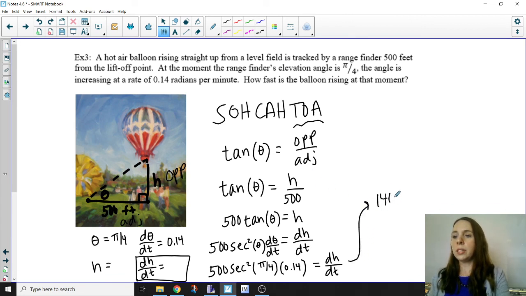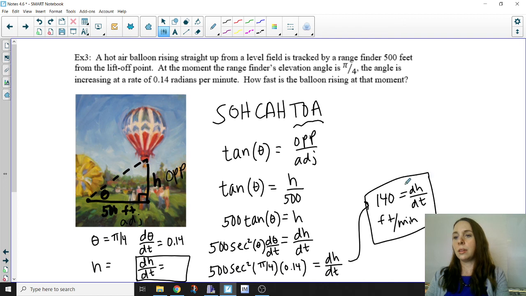What are the units? It's the rate at which the height is changing. Okay, so this was given in 500 feet. So this is 140 feet per minute. The rate of change of the angle was given as a per minute value. So this is also a per minute rate. We did it.